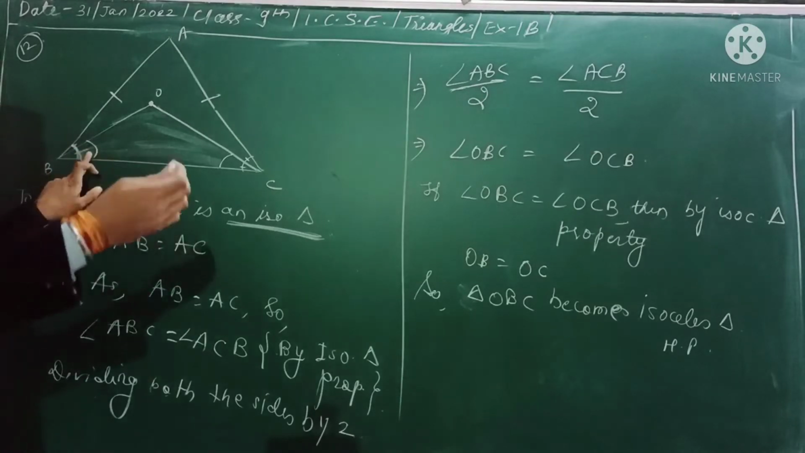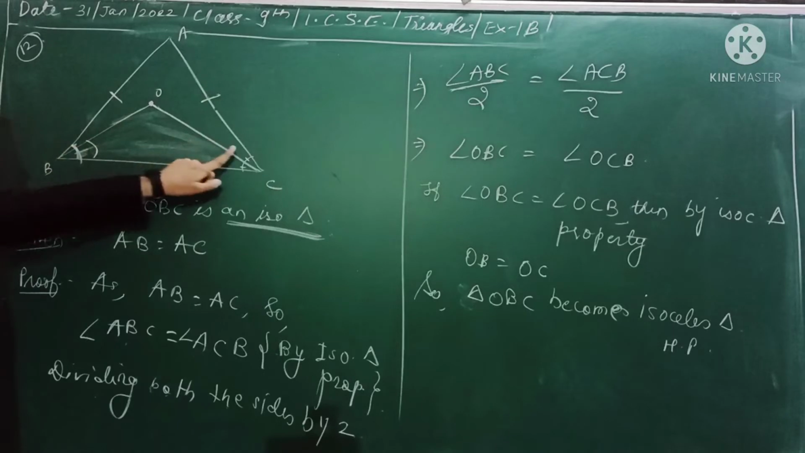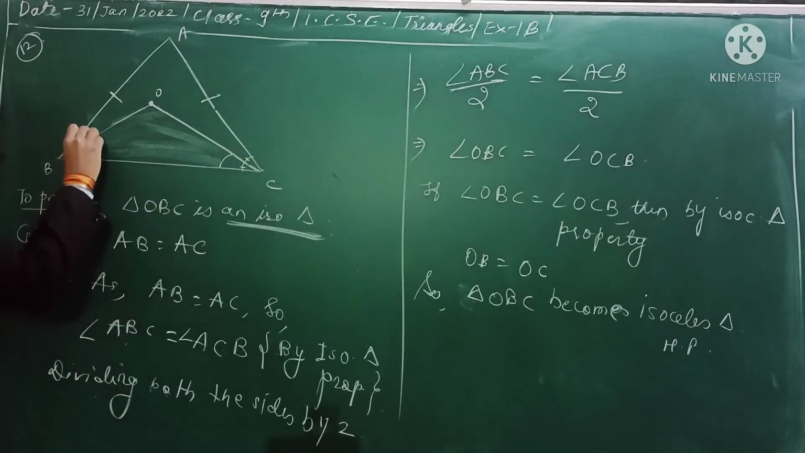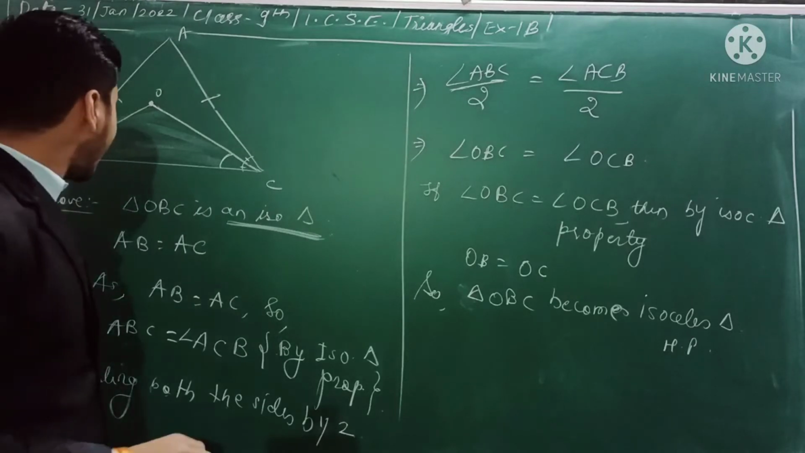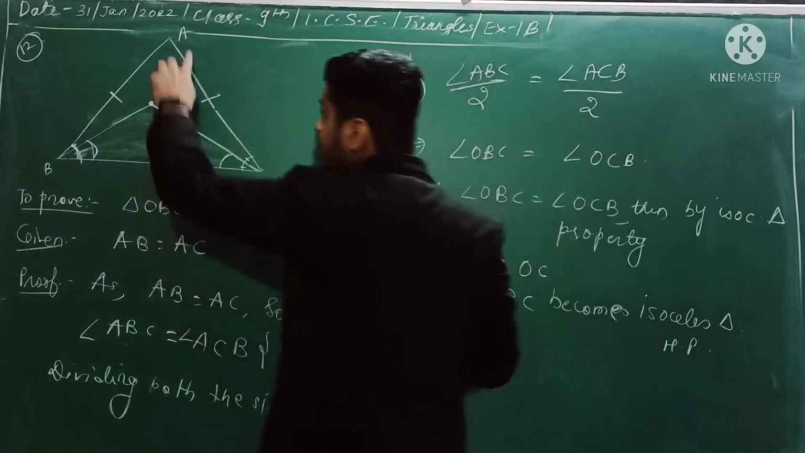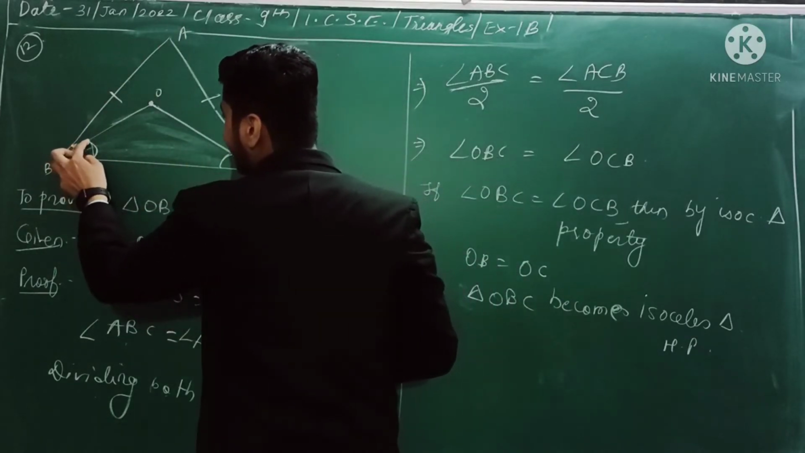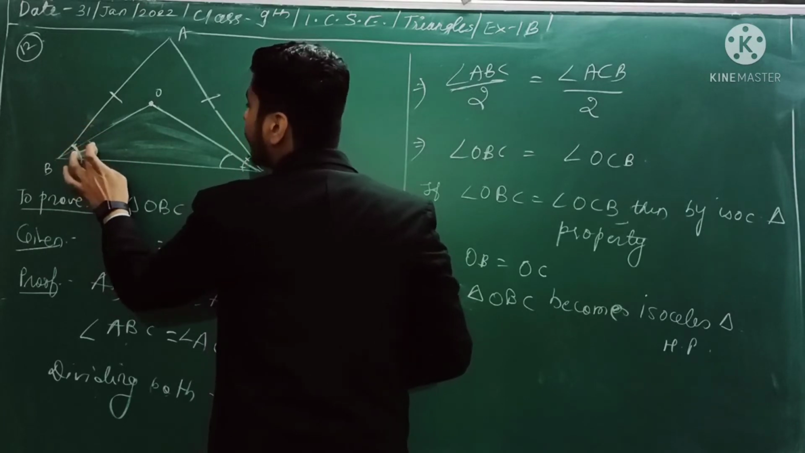Okay, by the reverse property, if sides are equal, angles will be equal. Now in this we are proving if angles are equal, then sides will become equal. So that is why I am dividing both the angles by 2. If I divide this angle ABC by 2, I may get this angle or this angle, but we don't require this angle, we require only this angle.